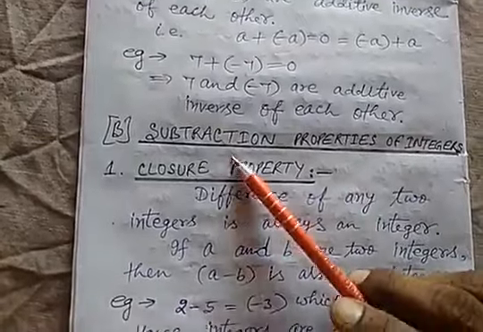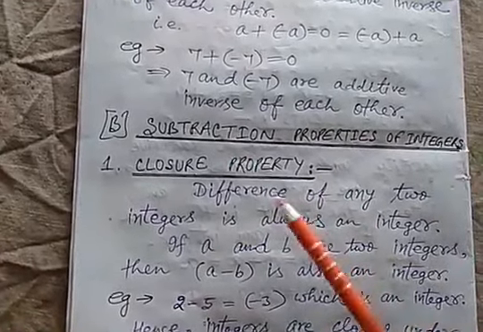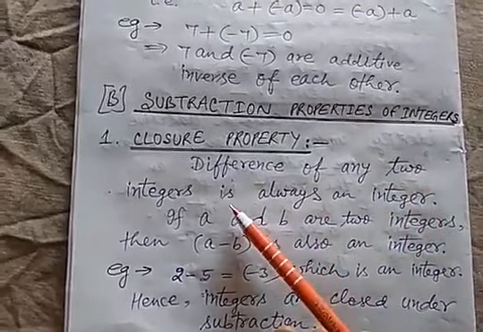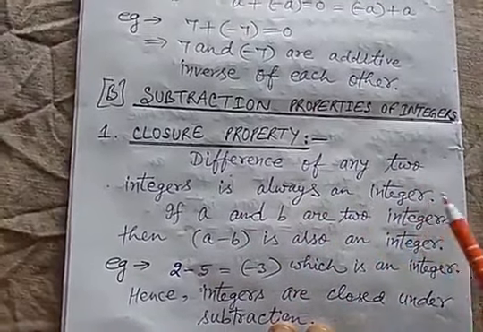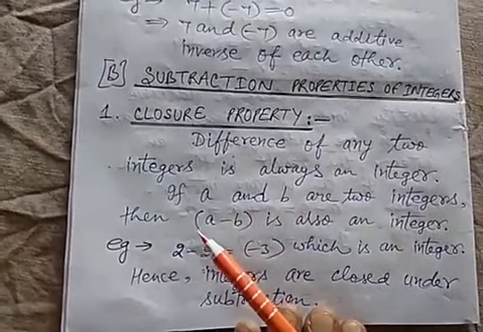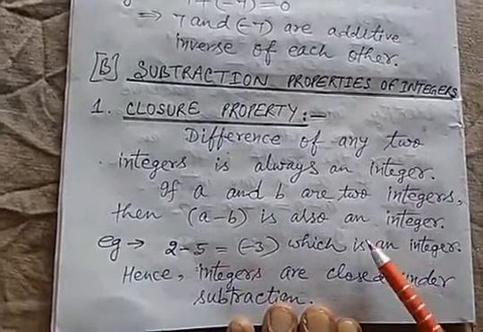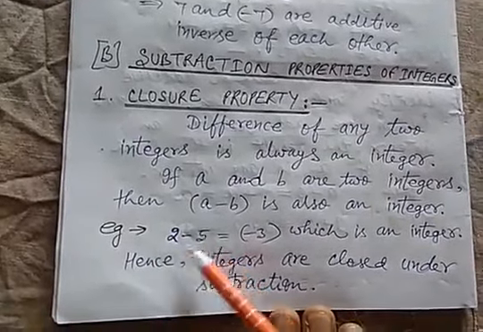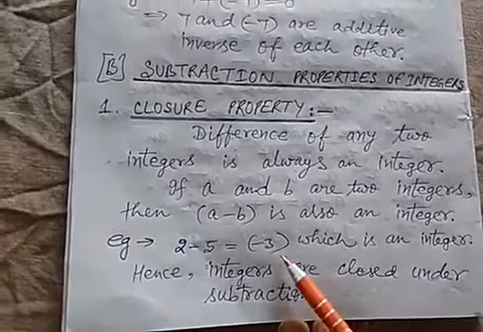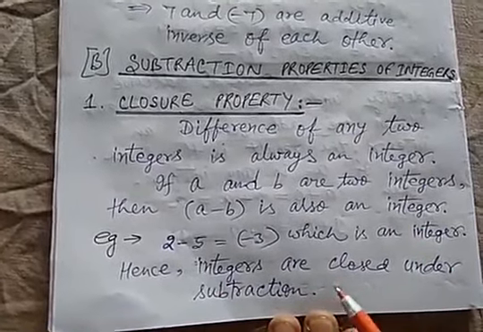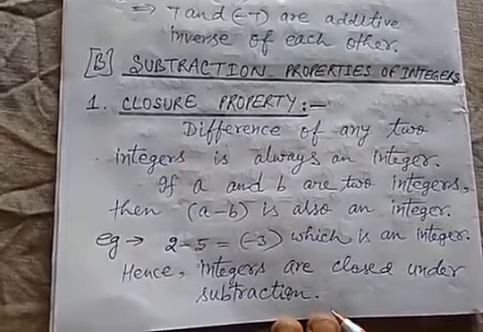Now, subtraction properties of integers. First, closure property. The difference of any two integers is always an integer. If a and b are two integers, then a minus b is also an integer. For example, 2 minus 5, the difference of these two integers, is equal to minus 3, which is also an integer. Hence, integers are closed under subtraction.